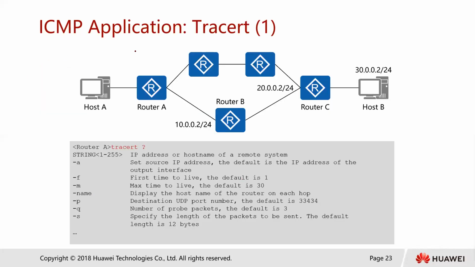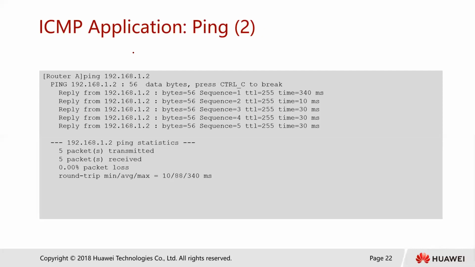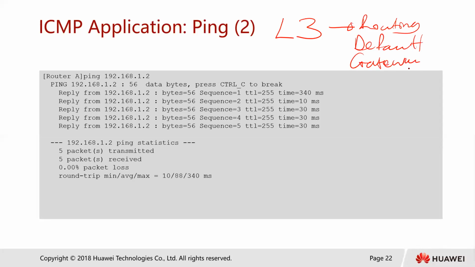Yes, please. You said that it's not possible for a computer to access another computer if they are not on the same network segment. Then how is it possible to connect to a computer that's not on the same network segment? That's why Layer 3 comes in for routing, and that's why you have a default gateway. We shall get there, don't worry.